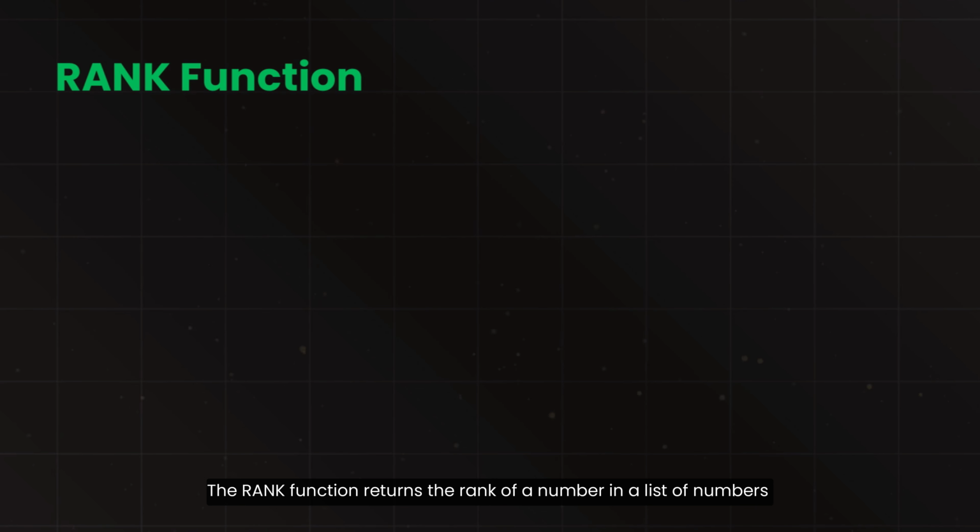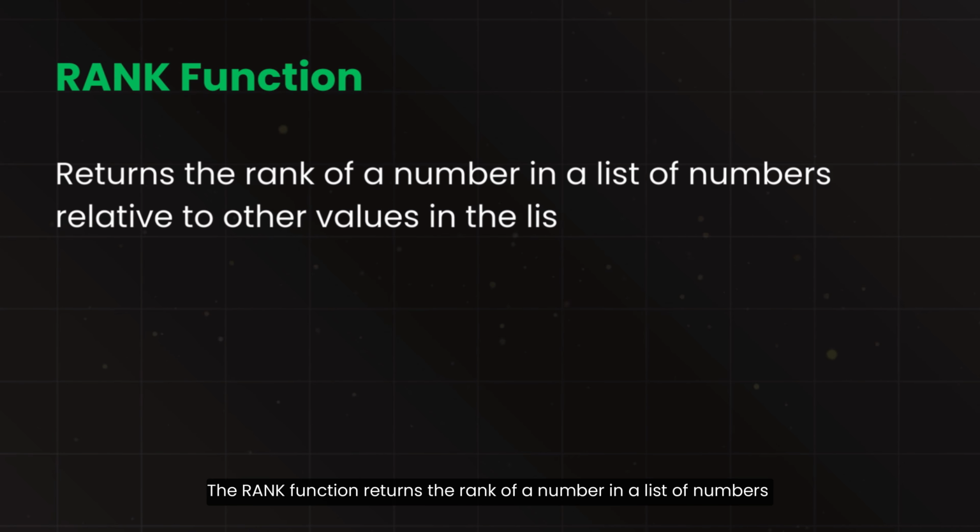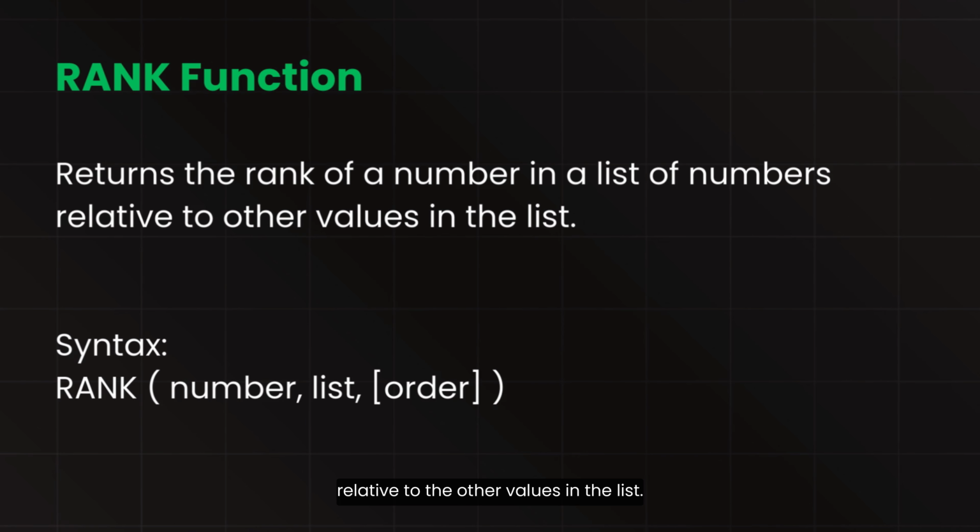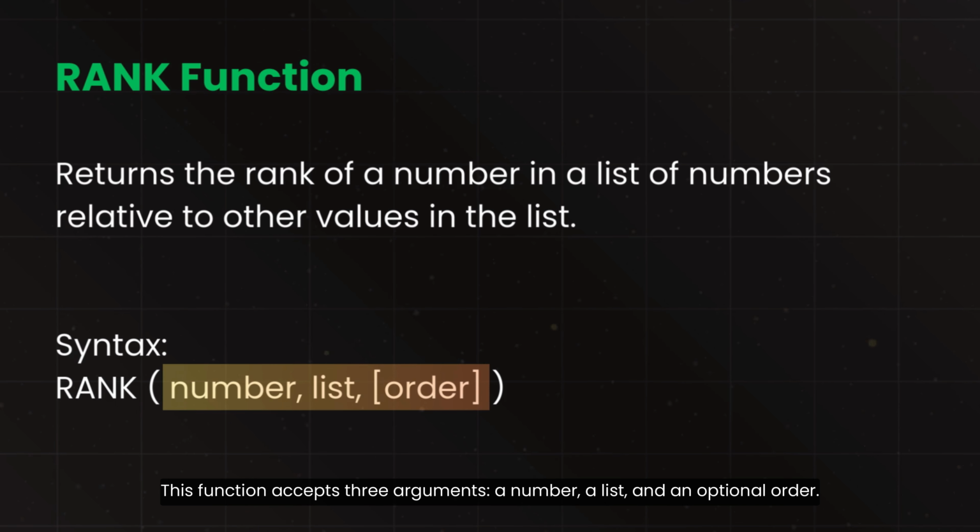The RANK function returns the rank of a number in a list of numbers relative to the other values in the list. This function accepts three arguments: a number, a list, and an optional order. If the order argument is either 0 or not provided, the numbers are ranked in descending order. If the order argument is 1, then the numbers are ranked in an ascending order list.